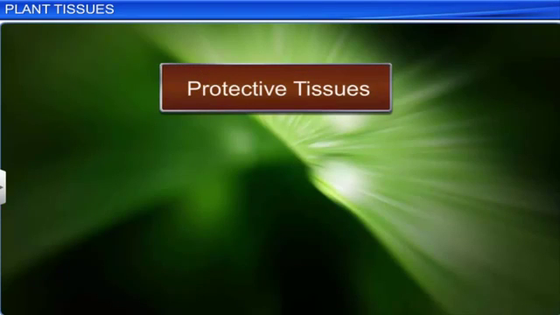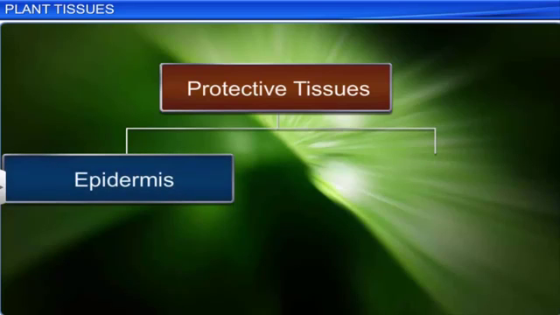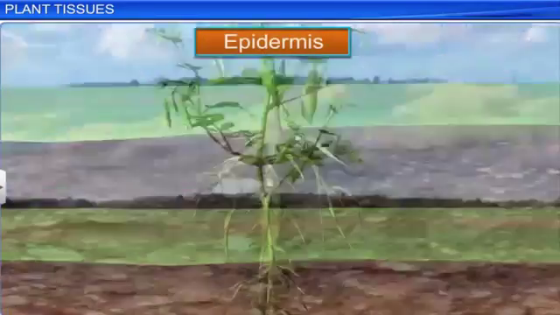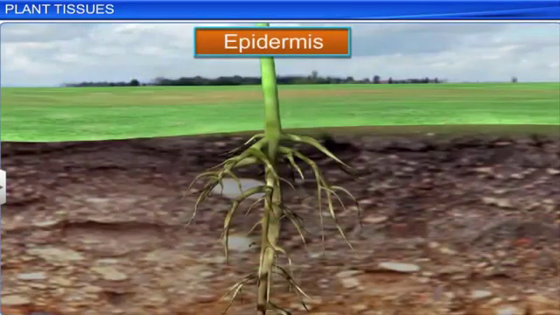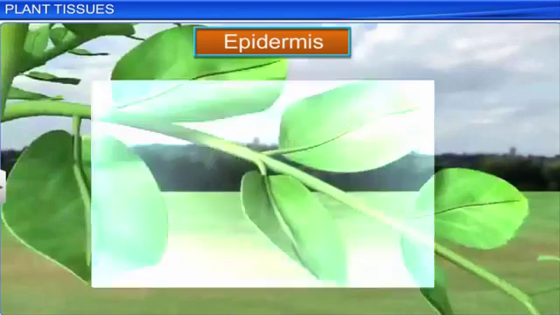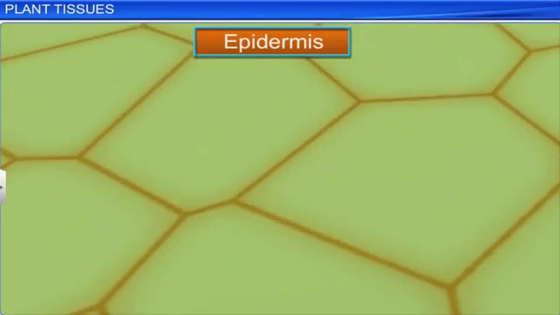Another type of tissue that is very important for plants is the protective tissue. They protect plants from the surroundings. Protective tissues include epidermis and cork. Epidermis is the outermost protective layer of roots, stems, and leaves. It is one cell thick and covered with a waterproof layer called cuticle. These cells are continuous, flat, and have no intercellular spaces.